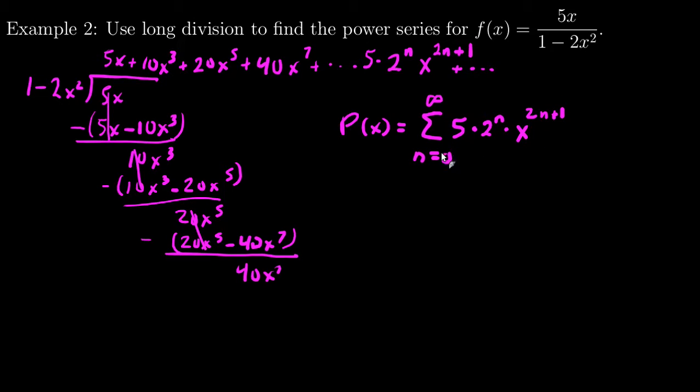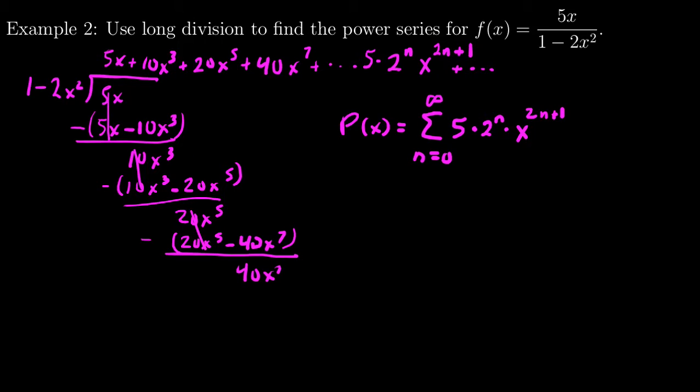Okay, and I can check. If I put in 0, 2 to the 0 is 1, 2 times 0 is 0, plus 1 is 1, so I should get 5x, and I do. When I put in 1, 2 to the 1st is 2, times 5 is 10, and 2 times 1 is 2, plus 1 is 3, so I get 10x cubed.